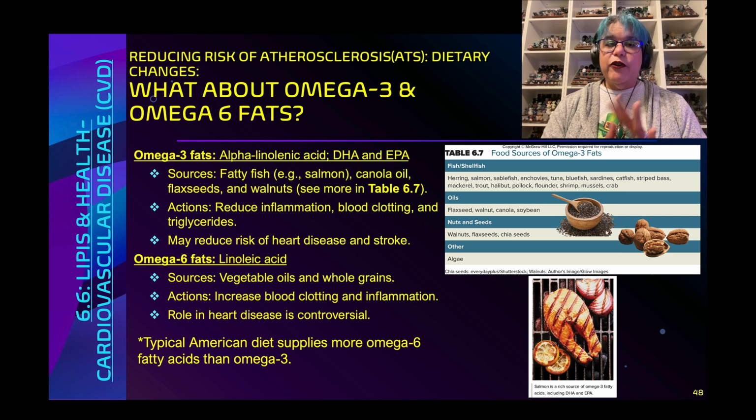What about omega-3 and omega-6 fats? Omega-3 fats, DHA and EPA. So usually we get this from fatty fish like salmon, canola oil, flaxseed, and walnuts. If you want more examples, you can look over here at this table.